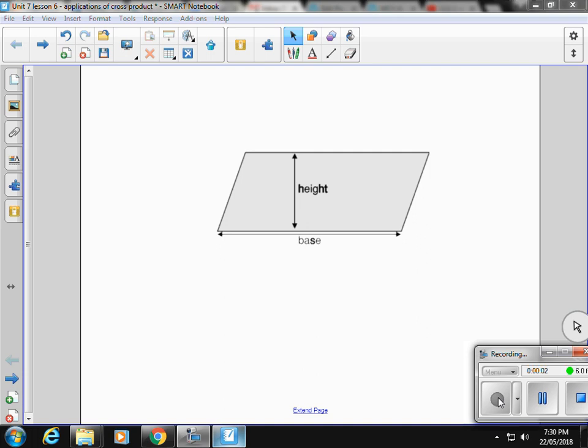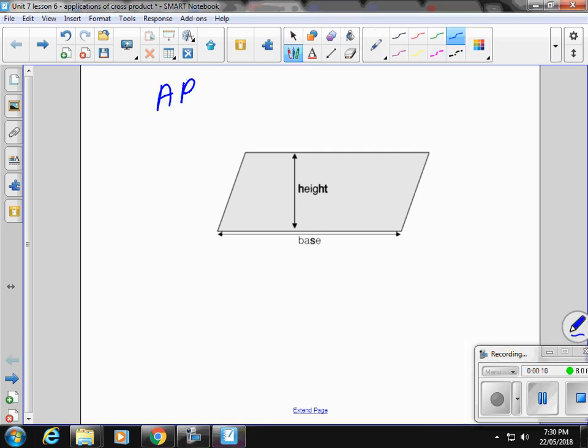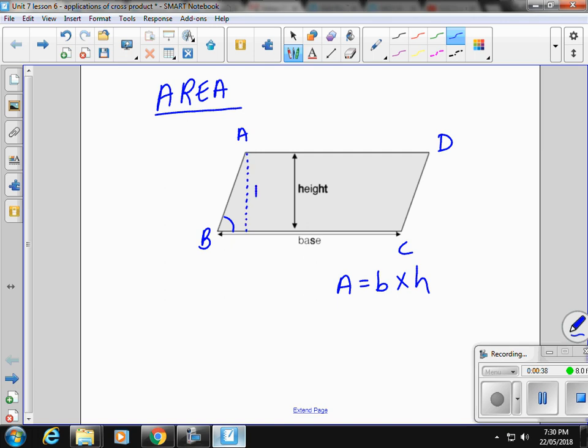So today we get to use the cross product in some applications, and the first one we're going to look at is area. Okay, so for this parallelogram, I'm going to label it A, B, C, and D. I know to get area of a parallelogram, I need base times height. So first thing I'm going to do is look at this corner here, angle B, and drop my height, maybe just a little bit closer, right there.